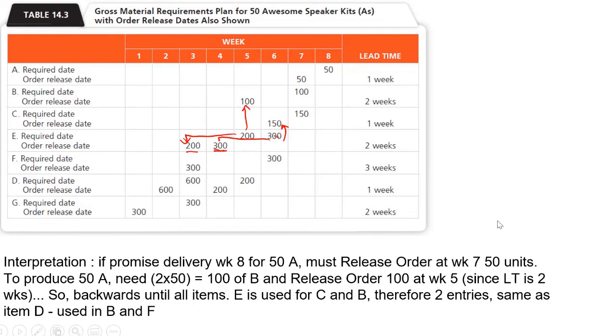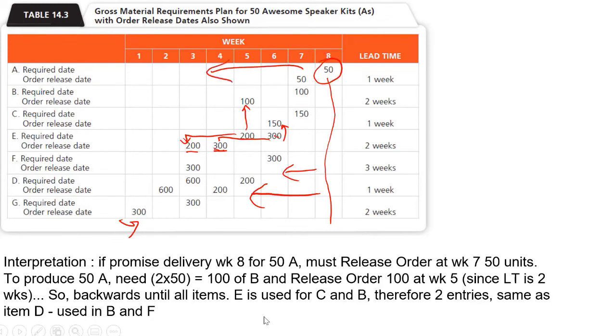Okay. So I've written here the interpretation. In fact, it is also described the same in the textbook. To produce 50, we need 100 of B, and release an order of 100 at week 5, since the lead time is 2 weeks. So we move backwards. This diagram, this table, can only be constructed backwards. It's not coming from here. It is coming from here, backwards.